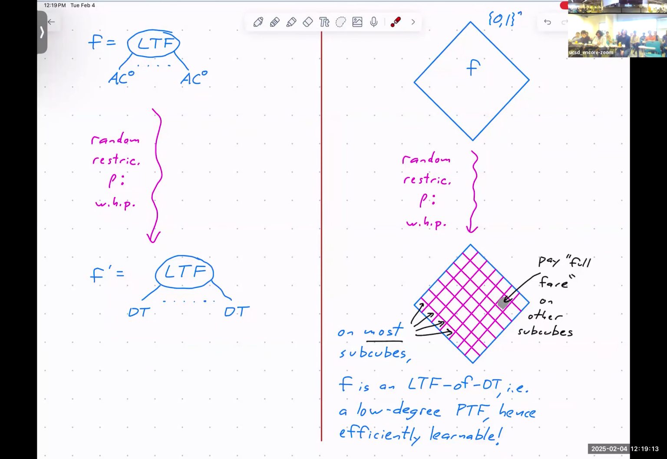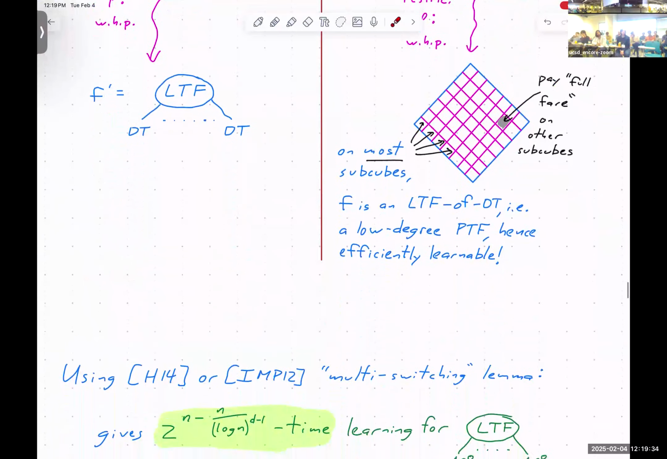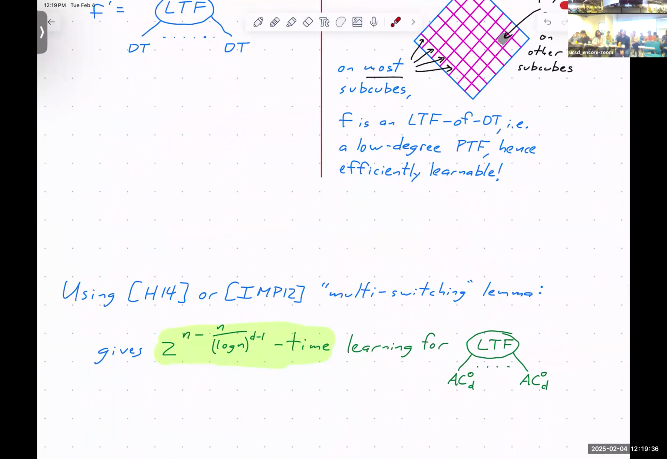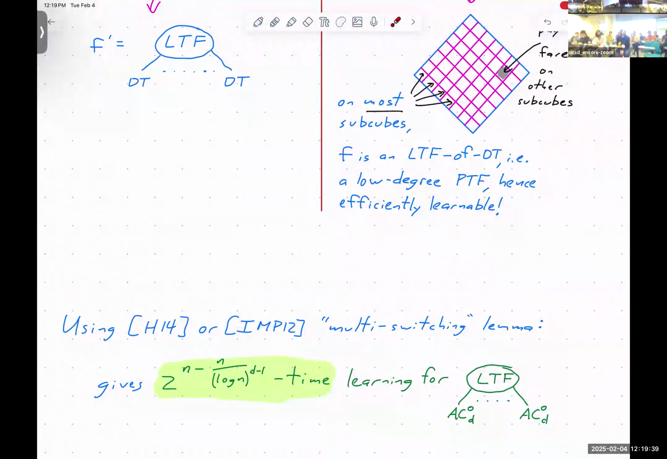On the other hand, the switching lemma has a failure probability, so you don't achieve this on all subcubes, you achieve it on most subcubes. You're unlucky on some subcubes, and what are you gonna do? You're gonna do brute force. You just make membership queries on all the points in the subcube to learn it in a brute force way. So you can trade these things off against each other. You trade off the failure probability of the switching lemma against the number of subcubes where you're making mistakes.